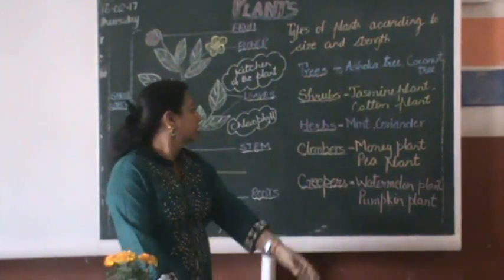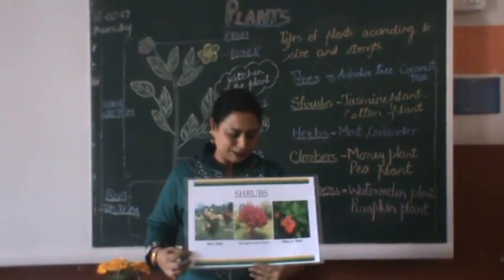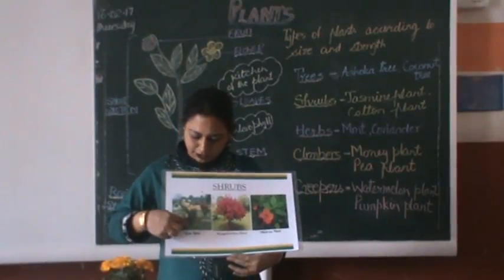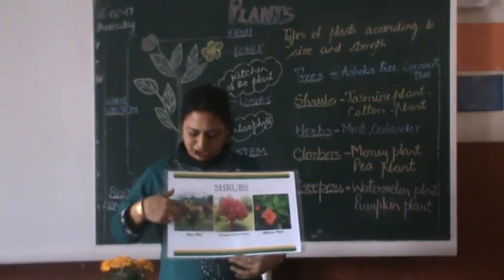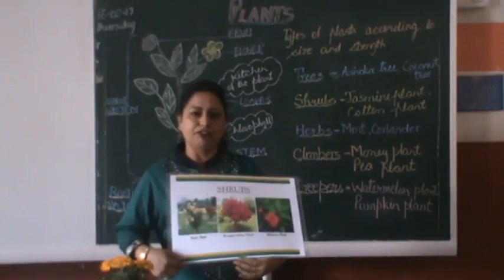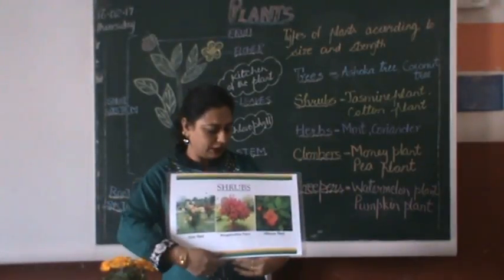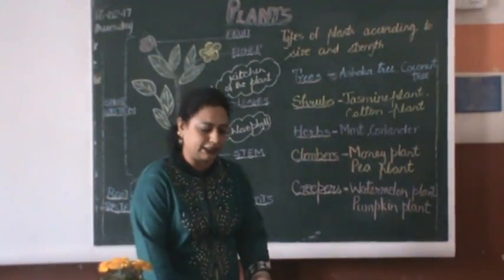The next category is of shrubs. Shrubs are not as big as trees, they are smaller than trees. They have a thick woody stem and many branches. Their branches are very close to the ground and they live for a few years. Examples are rose plant, bougainvillea, hibiscus, jasmine plant, cotton plant, etc.